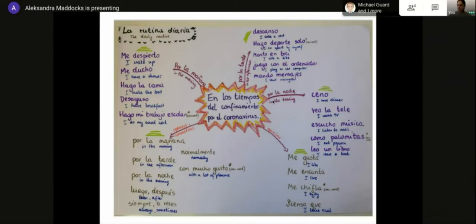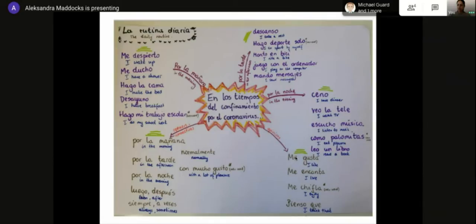Por la noche. In the evening. What do I do? Ceno. I have dinner. Veo la tele. I watch TV. Escucho música. I listen to music. Como palomitas. I eat popcorn. Leo un libro. I read a book. So those were my activities in the evening. And again, you pay attention, all the activities are in the first person in the present tense.